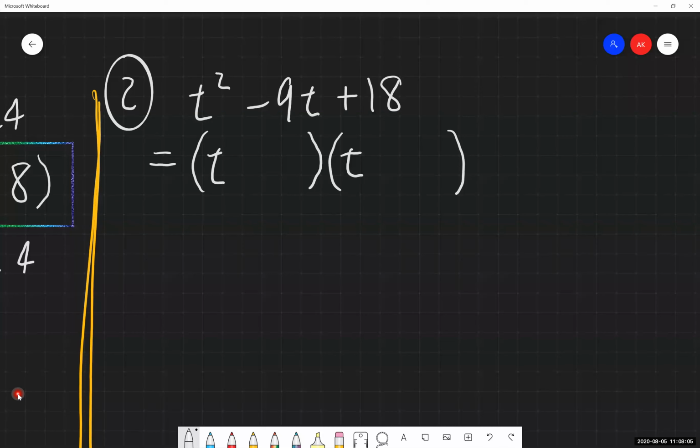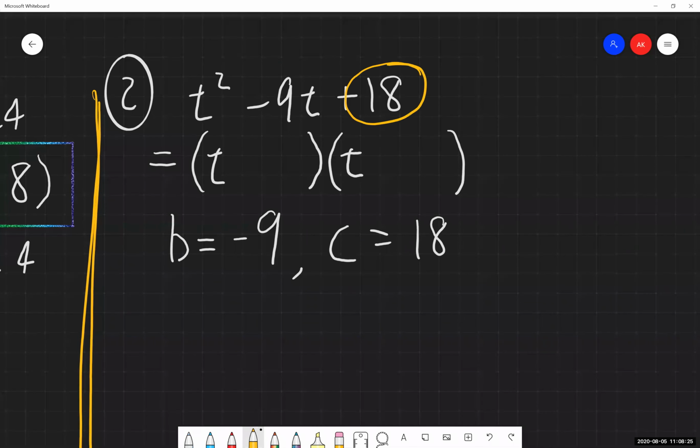So our B value is going to be this negative 9, remember, in front of the t that we have here. And the C value is going to be 18 at the very end. The C value right here.